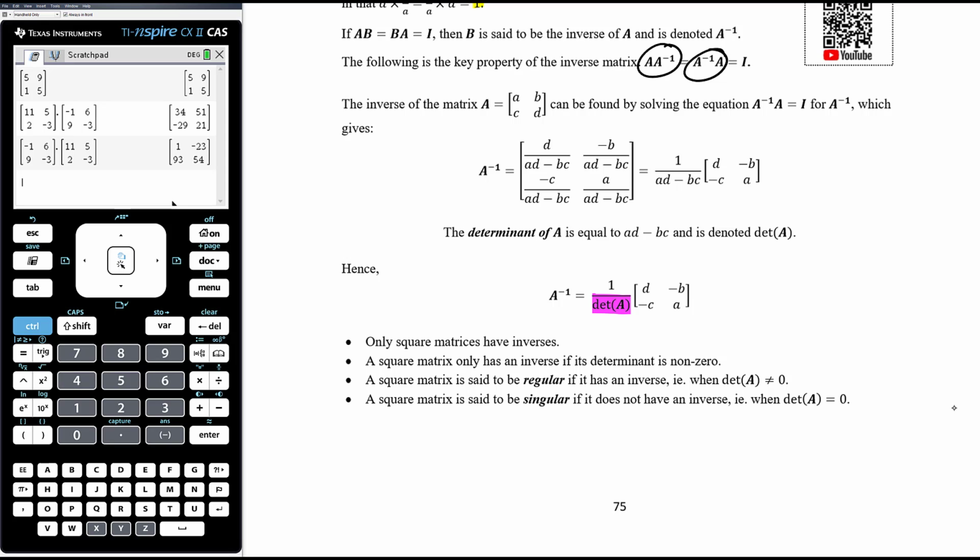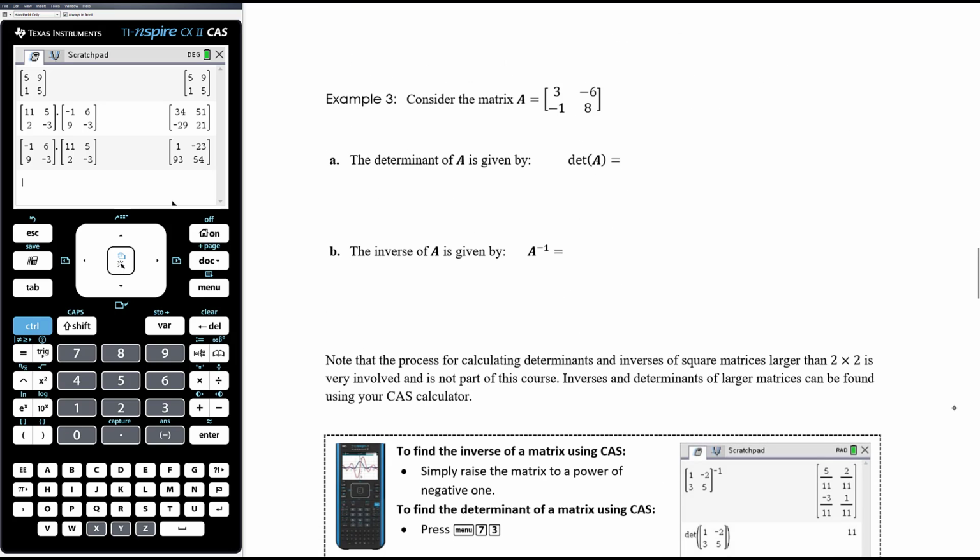A square matrix is said to be regular if it has an inverse. So if the determinant doesn't equal 0 and it has an inverse, we would call that a regular matrix. If the determinant does equal 0 and it doesn't have an inverse, we would call that a singular matrix. Okay, let's practice finding those things.